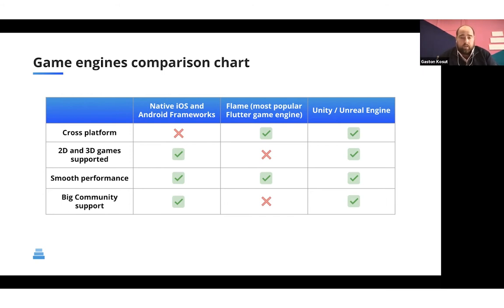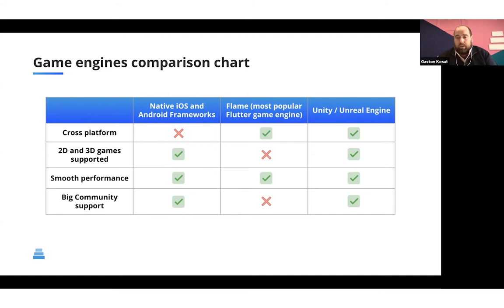As you can see in the comparison chart, for example, the native iOS and Android frameworks were not cross-platform, and that was a desirable thing for the solution, so that made us discard this option. Flame, as you can see, doesn't allow you to develop 3D games, and that was something required for the new games.